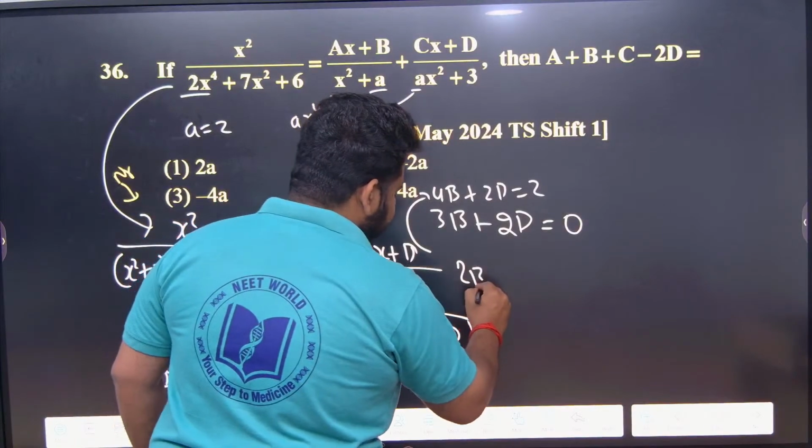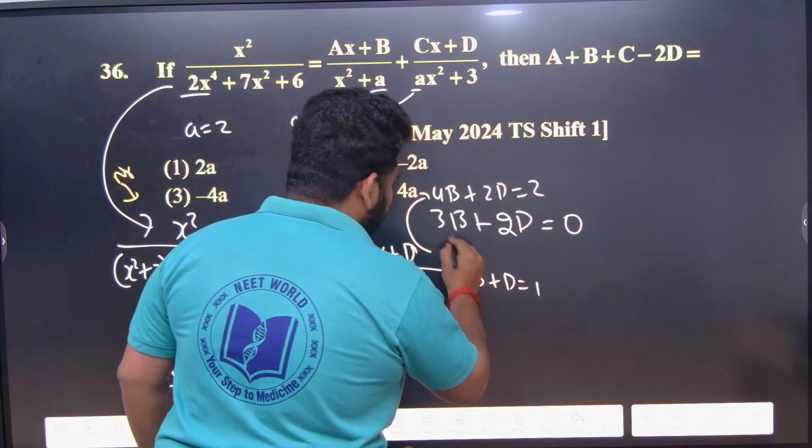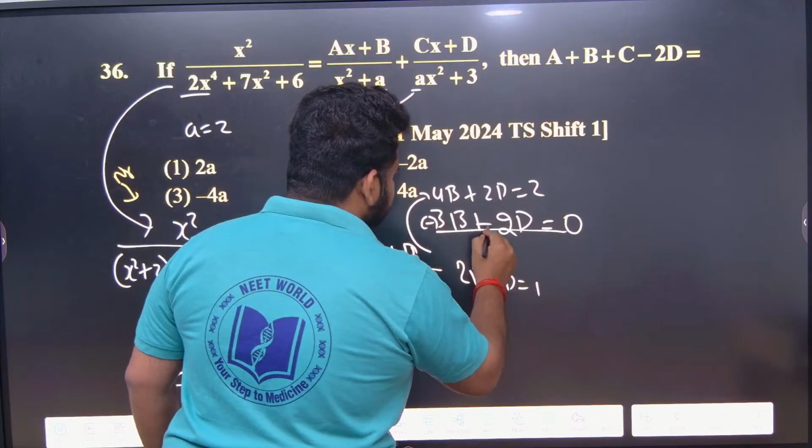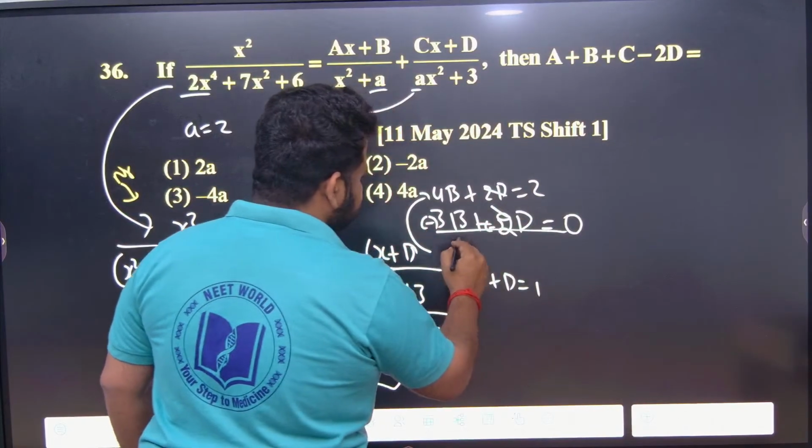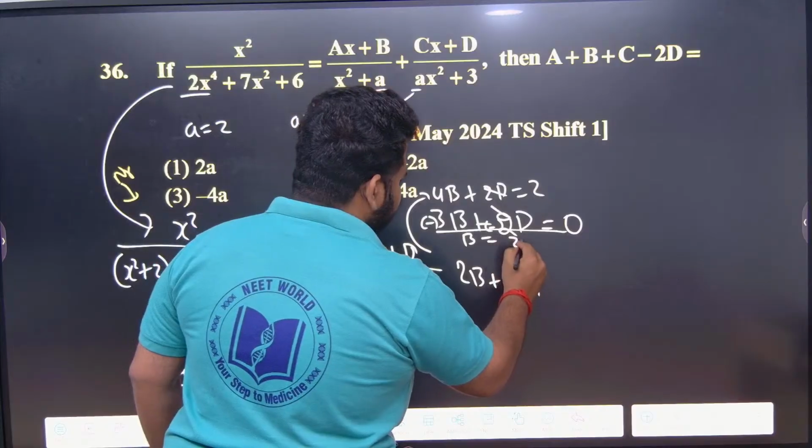2b plus d will be equal to what? 1. So on solving this, I'll get what? This and this will get cancelled. b will become equal to what? 2. b I'll get as 2.